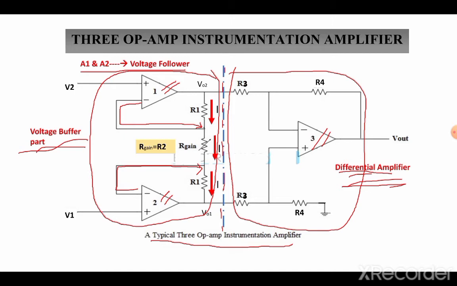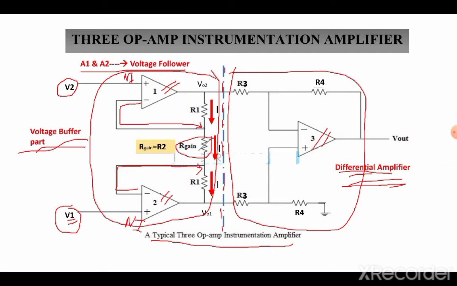As can be seen from the figure, the R gain is basically a potentiometer which is used to adjust the gain and also the accuracy of the amplifier. As seen from the figure, these are the voltages V1 and V2. These voltages V1 and V2 are the input voltages which are fed to the non-inverting terminals of op-amp 1 and op-amp 2.